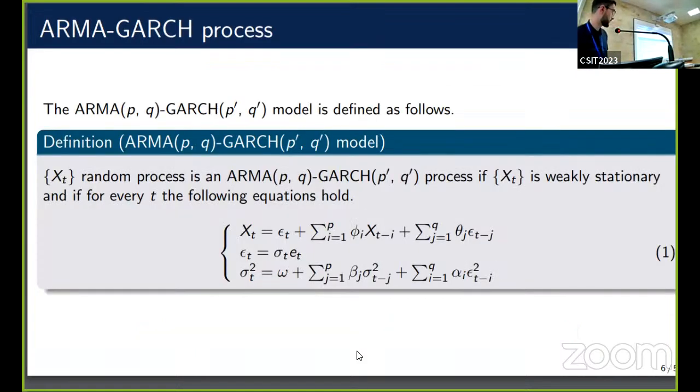So the ARMA-GARCH process is defined here. It's a random process where the mean process is an ARMA process, and the volatility epsilon t is a GARCH(p,q) process. So we have the X process satisfying these three equations.